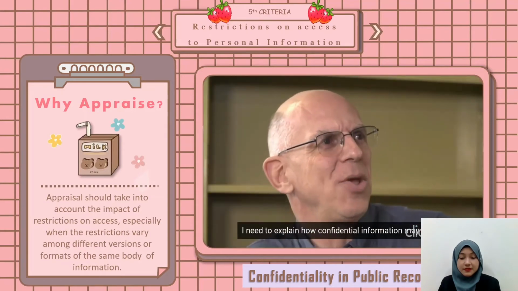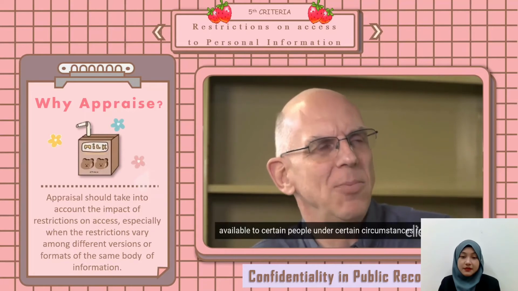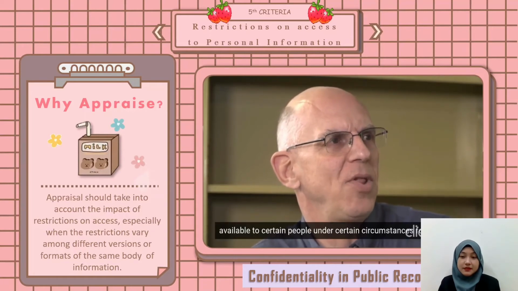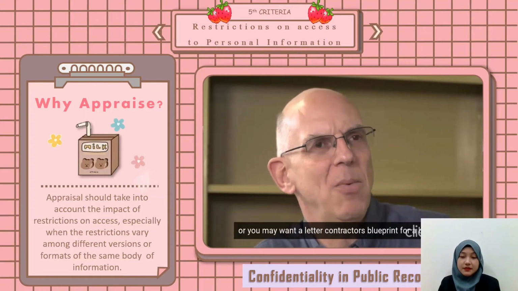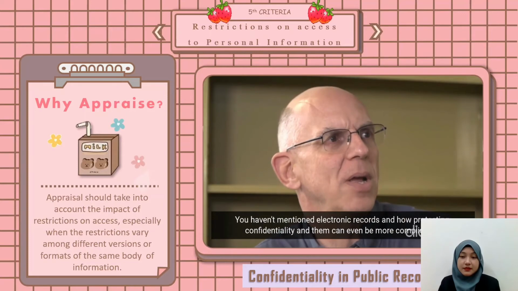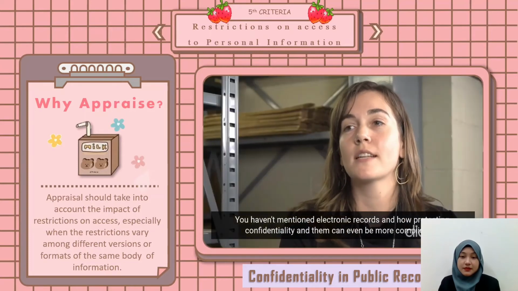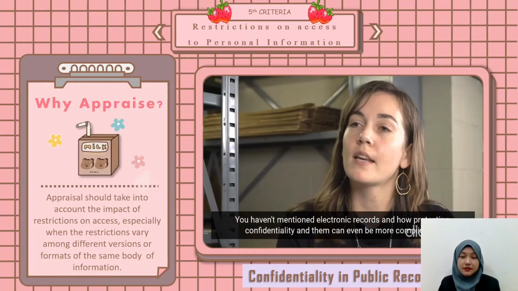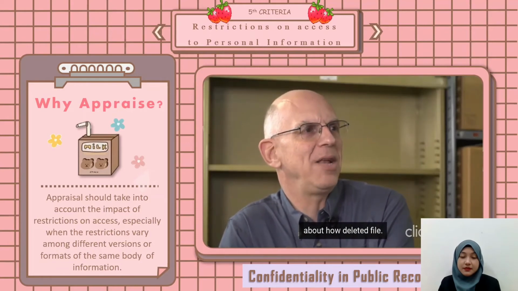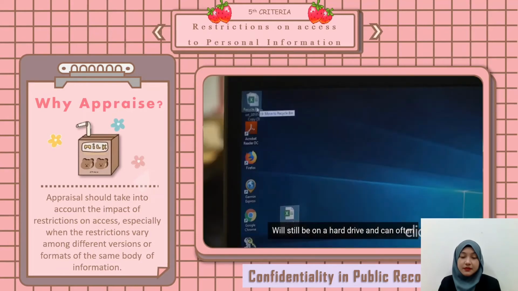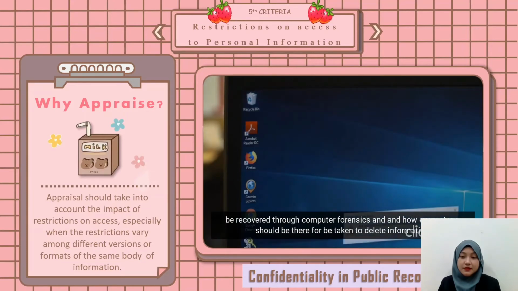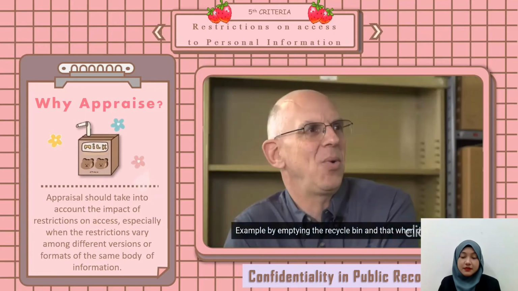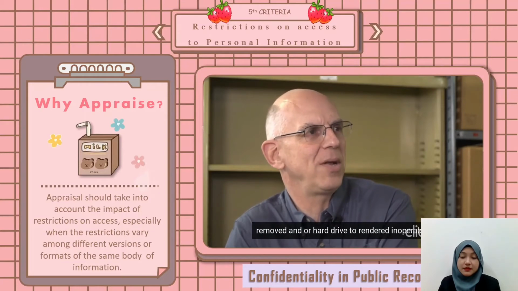Getting back on track, I need to explain how confidential information may still be available to certain people under certain circumstances. For example, a grievance proceeding may mean parts of a personnel file come under review, or you may want to let a contractor see a blueprint for a building. You haven't mentioned electronic records and how protecting confidentiality in them can be even more complicated. I know, and I need something about how a deleted file will still be on a hard drive and can often be recovered through computer forensics, and how every step should therefore be taken to delete information, for example by emptying the recycle bin, and that when disposing of computers, it's essential to ensure that all information is removed and/or hard drives rendered inoperable.